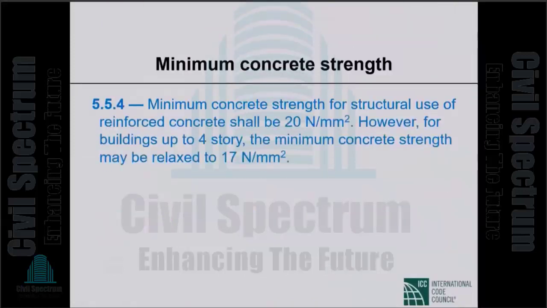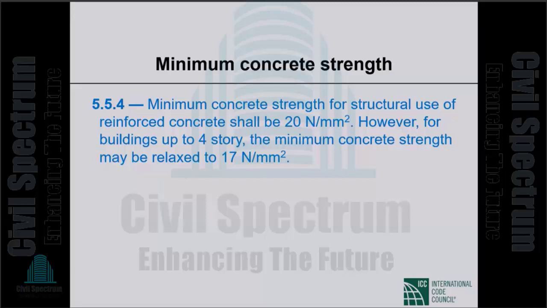The minimum concrete strength that I mentioned, minimum concrete strength for structural use of reinforced concrete. This is not particularly for corrosion protection. This is across the board. Minimum concrete strength for structural use of reinforced concrete in BNBC is 20 megapascal, Newton per square millimeter, 20.